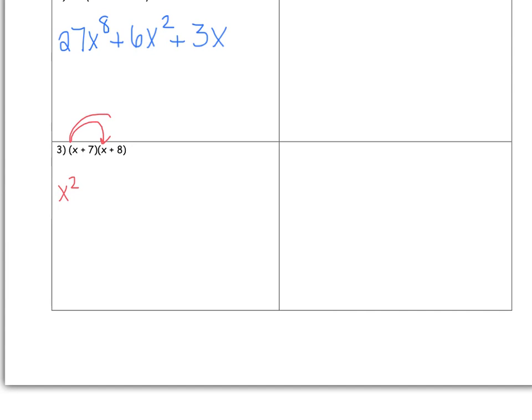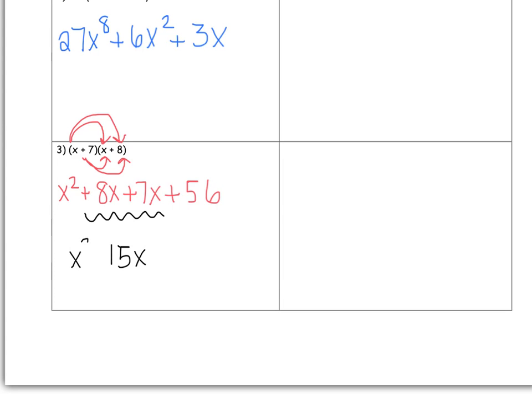Now let's do x times 8. That should give you a positive 8x. Now, like we said, we're going to take the 7 and multiply it by x, and we get 7x. We take this 7 and multiply it by 8, and we get a positive 56. Now, looking at this polynomial here, are there any like terms? Well, you should be saying, I have 8x and 7x. If you add those together, you get 15x. And now you can just bring down the x squared and the 56.